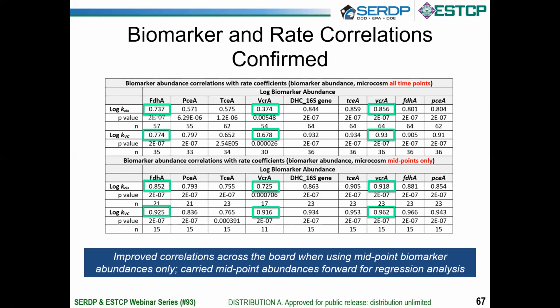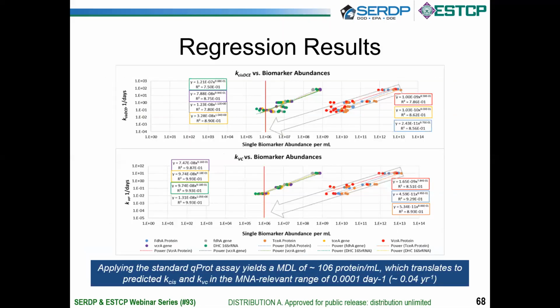So slide 68 shows the regression results. The upper plot is for K-cis-DCE, the bottom is for KVC versus the biomarker abundances. Gene abundances are shown to the left in green, purple, yellow, and gray marker colors. And for proteins, they're shown to the right on the plots in red, blue, and orange colors.